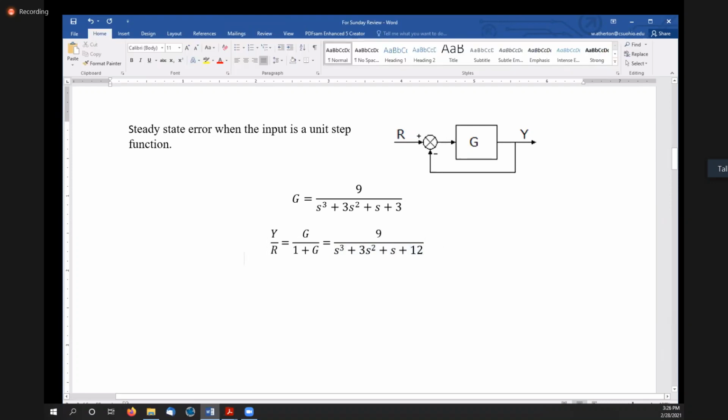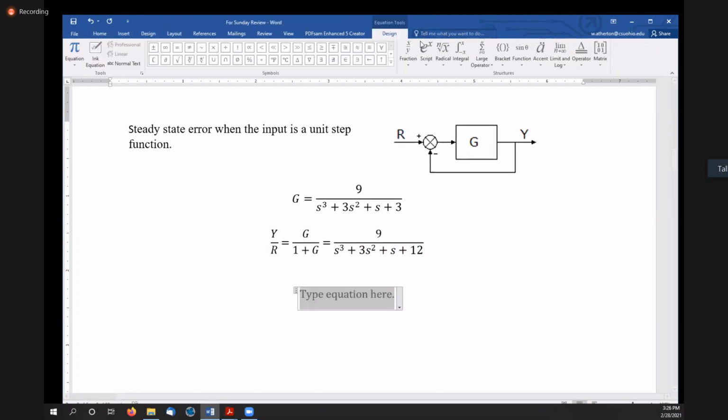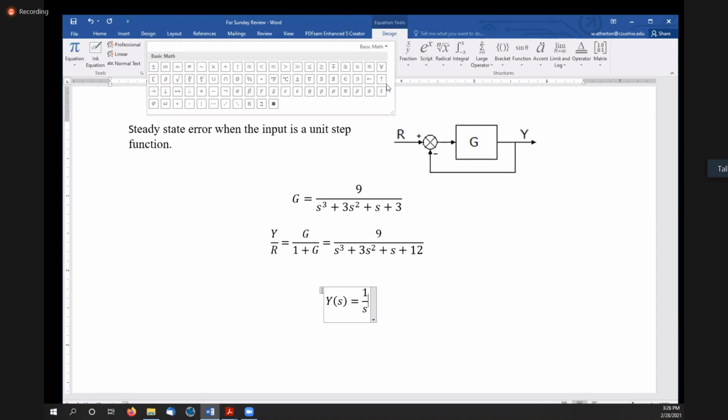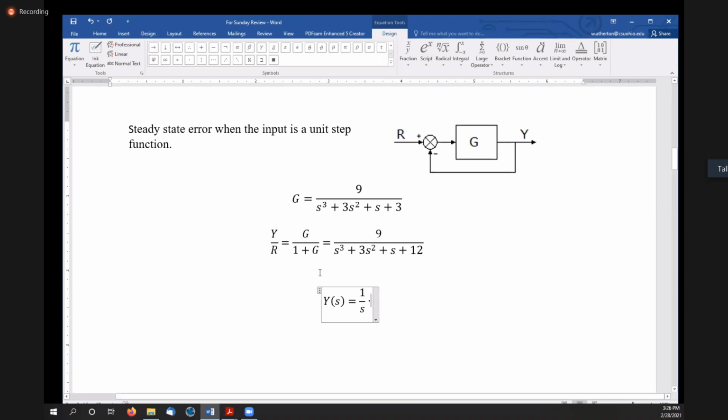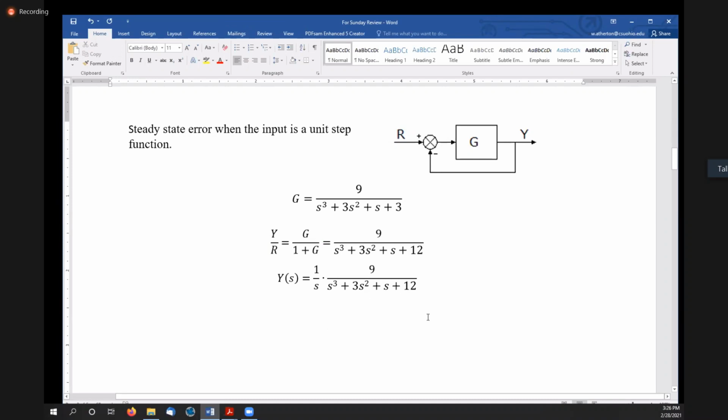So the response, Y of s, is equal to 1 over s times this. Put a dot in here. Okay, so now, I don't think I need all these spaces in here.